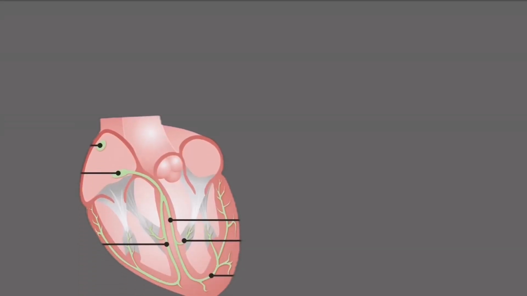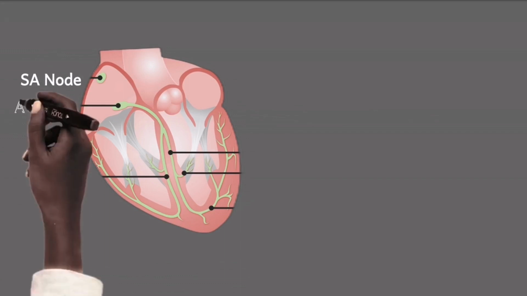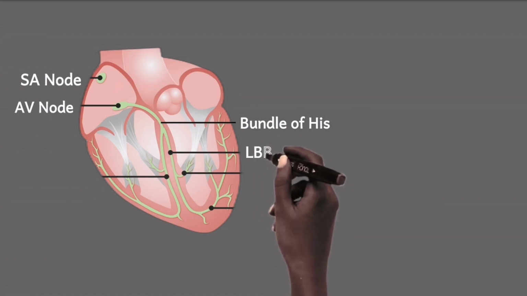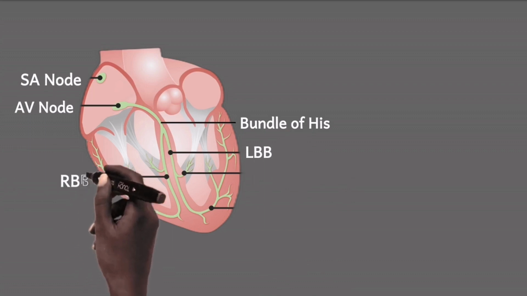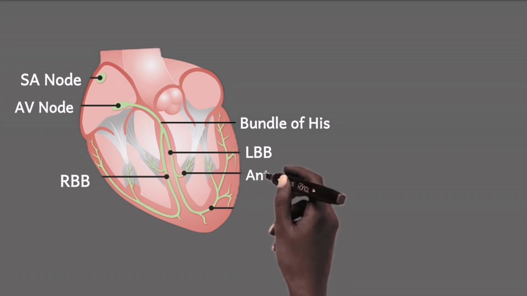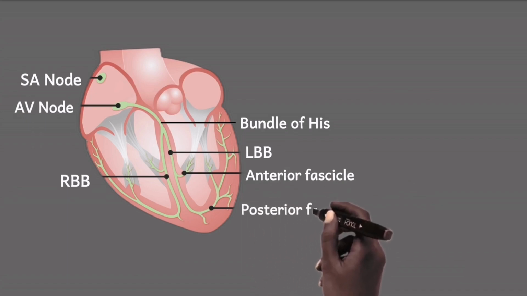Good. Before we look at sample ECGs, let's remind ourselves of the heart's conduction system using this diagram. We have the SA node here, which is the pacemaker of the normal and healthy heart. The SA node connects to this structure here, which is the AV node. And then we have the bundle of His, which divides into the left bundle branch and the right bundle branch. The left bundle branch further divides into a less prominent anterior fascicle and then a more robust posterior fascicle.